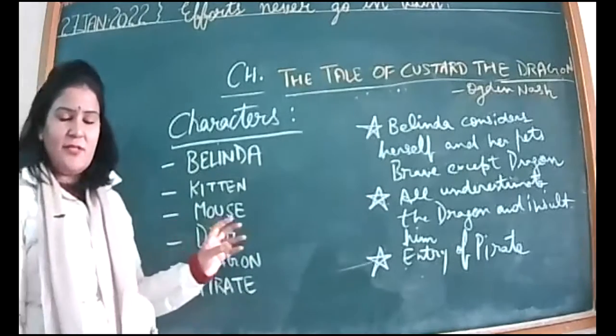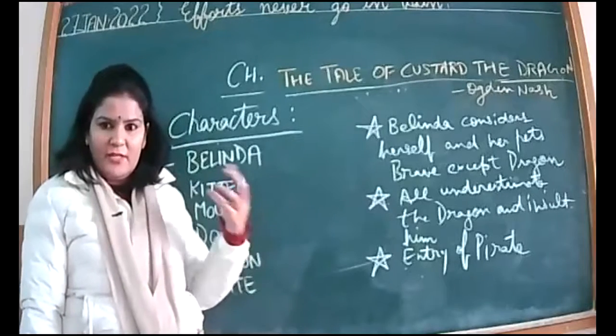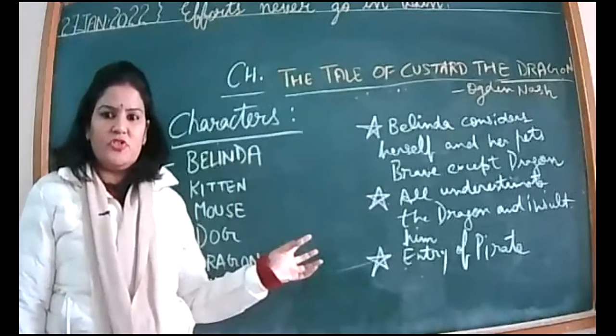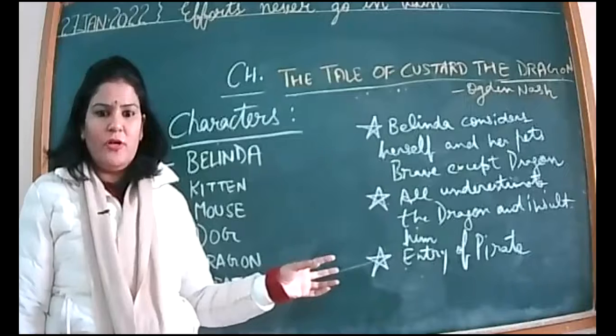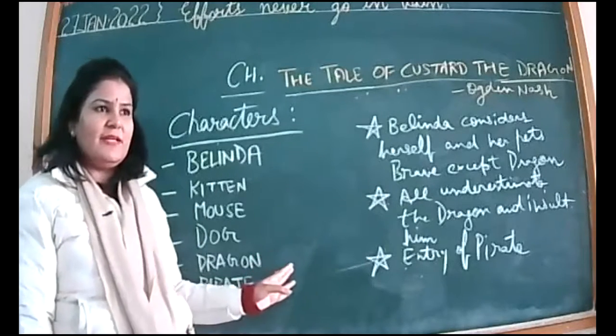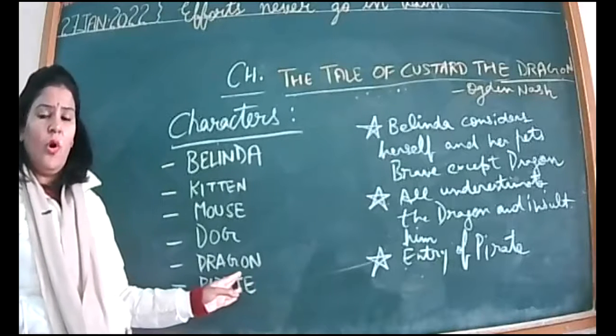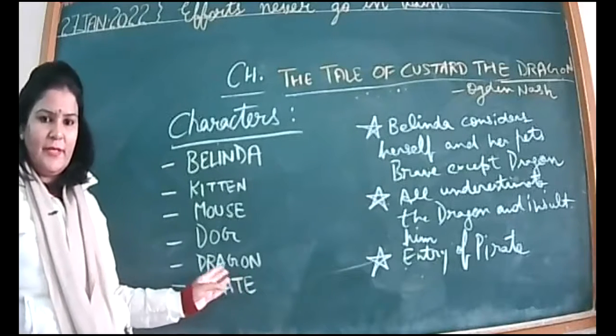A dragon is considered to be a very ferocious animal, having fire in the mouth, a sturdy body, and too huge and all. But in this poem, the dragon, who is considered huge, is in reality considered to be a coward, fine.